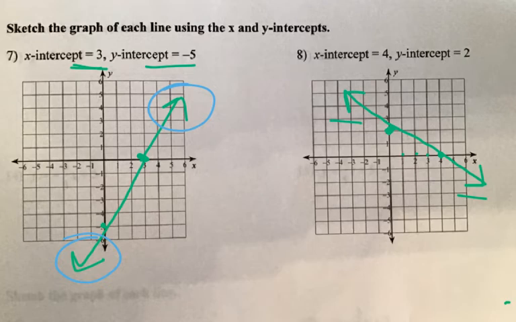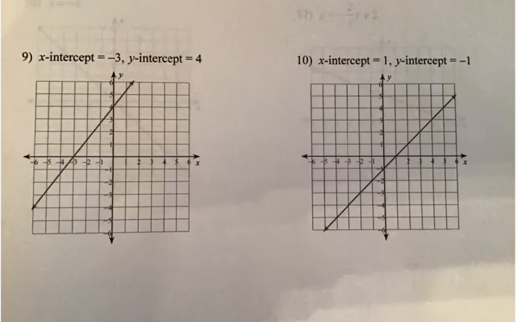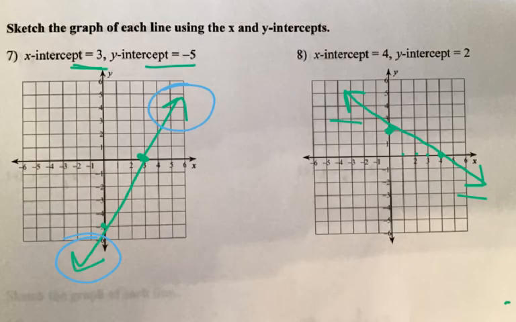So now I want you to go ahead and do numbers 9 and 10 on your paper. Whoops, I didn't mean to show you the answers yet. Do numbers 9 and 10, hit pause while you do that, and then when you play again, you will get the answers.